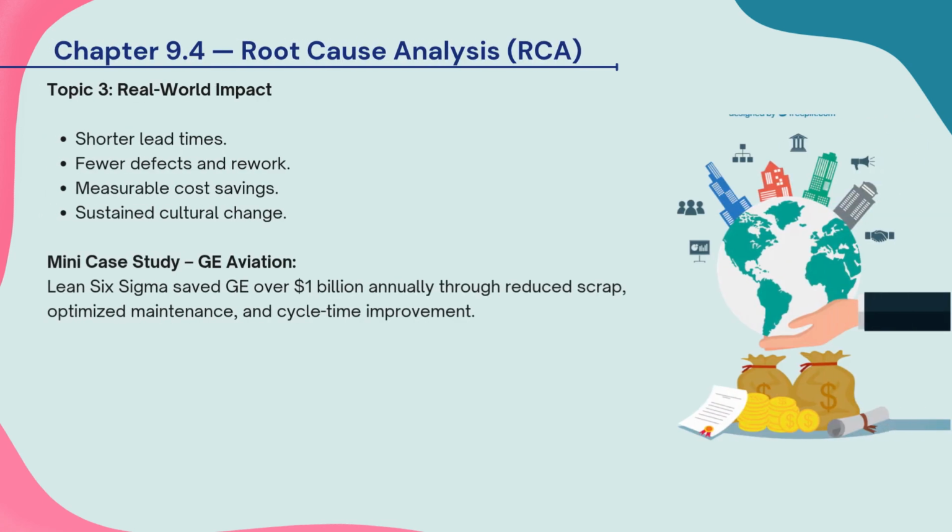This slide highlights the real-world impact of root cause analysis and Lean Six Sigma. By applying structured problem-solving, organizations achieve shorter lead times, fewer defects, and measurable cost savings. The case study from GE Aviation shows how Lean Six Sigma saved them over $1 billion annually by reducing scrap, improving maintenance, and cutting cycle time.